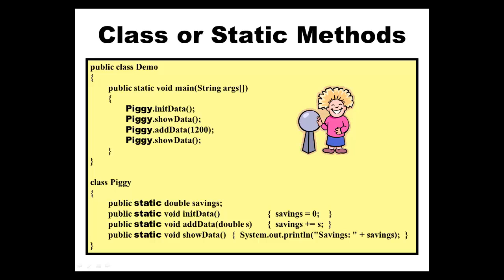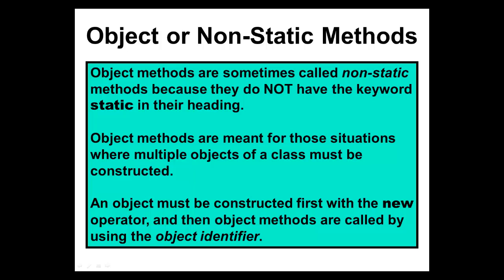And showData, which gets called both before and after this addData call, displays savings followed by the actual value of the variable. Because there's nothing here that can change, this is just a class. It's not an object application. This is in contrast to, for instance, our bank class, where we can indeed create multiple objects for multiple values.